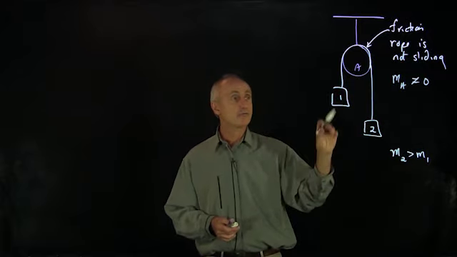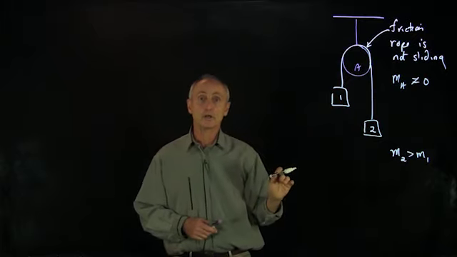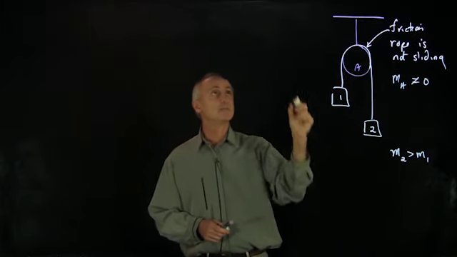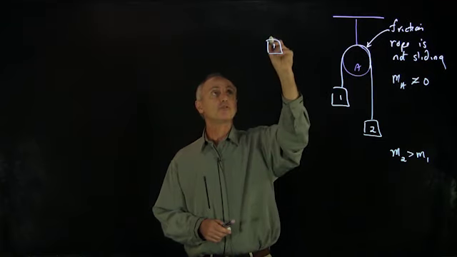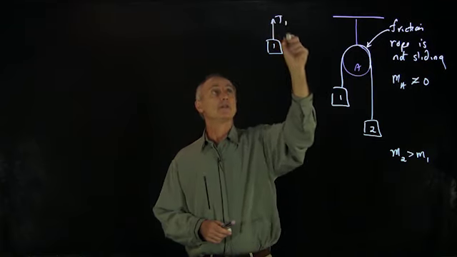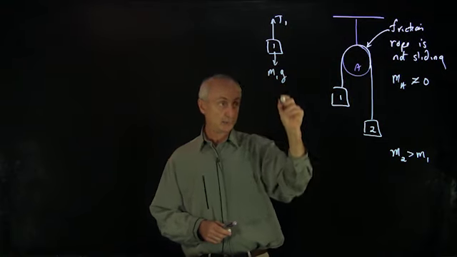So what we'd like to do is to identify our 3 objects: mass 1, the pulley, and mass 2. For mass 1 and mass 2, we use Newton's second law. For the pulley, we'll use our torque relationships. So let's begin by drawing our free body diagram for object 1. We have tension in the rope, pulling object 1 up. We have the gravitational force down.